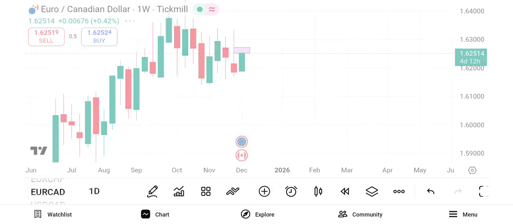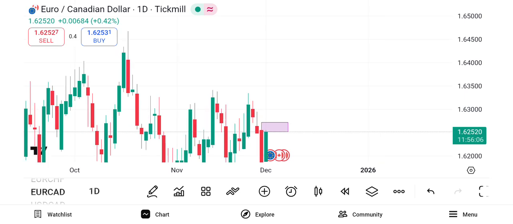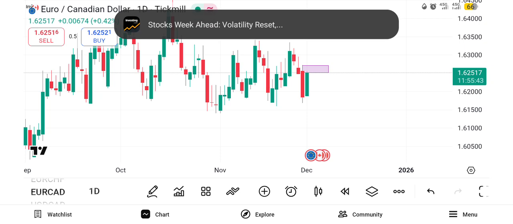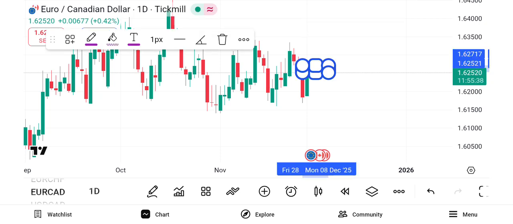On the daily time frame, we plot our key major zones here. Remember, on the monthly and weekly time frame, we first of all look for the trend direction. Then on the daily time frame is where we mark our key levels. Then refine it down to the 4-hour and 1-hour time frames. So on the daily time frame, this is our first key level.